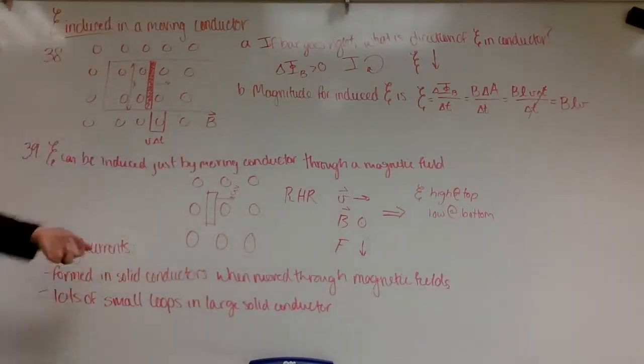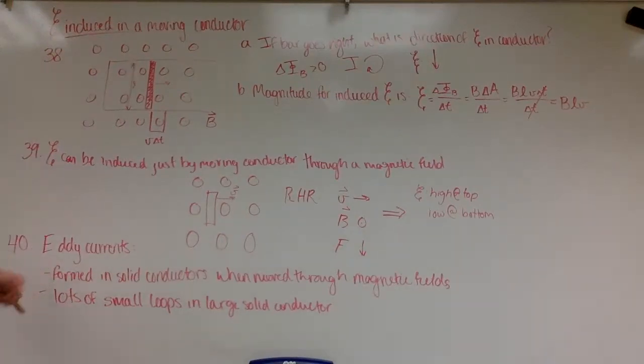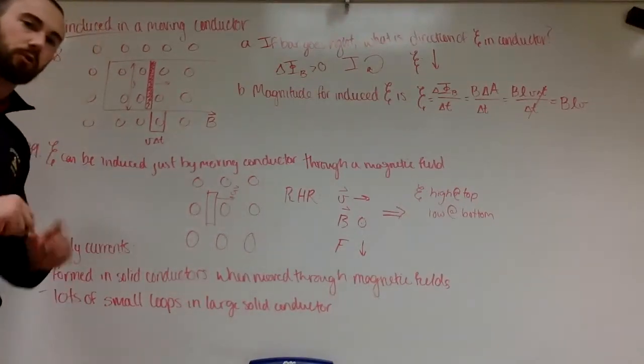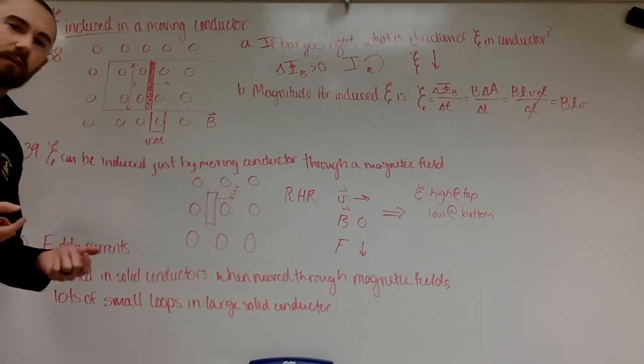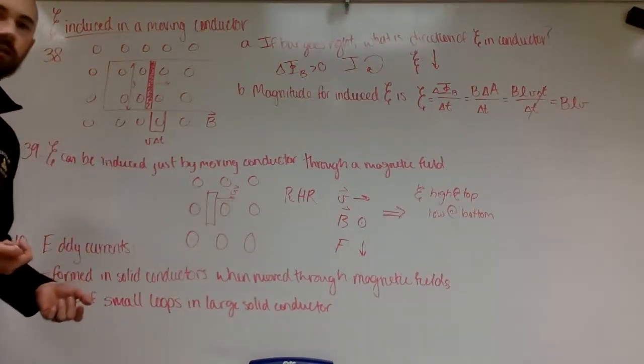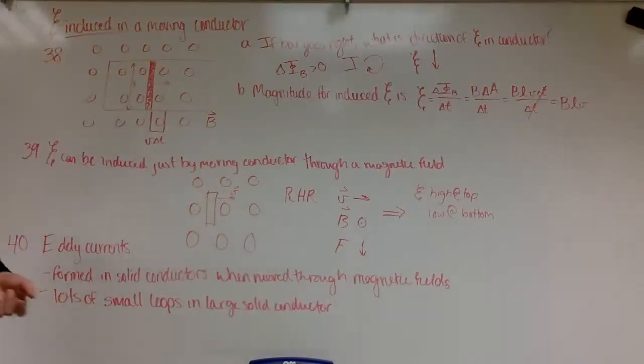What's going to happen? Well, eddy currents are the way that flux is resisted. They're formed in solid conductors when they're moved through magnetic fields, and you get lots of tiny, small loops. So if you ever look at a diagram with eddy currents in it, there's lots of small circles all going the same direction to cancel out the flux in large objects. And with that, we have finished our electromagnetism unit.